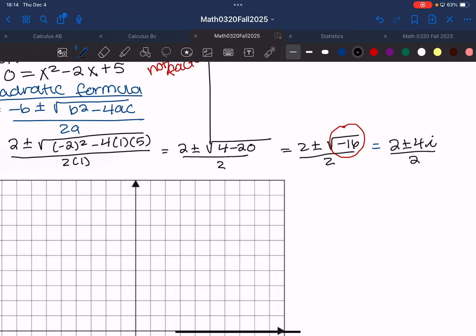Okay, can we reduce this in any way? Yes. Can the 2's just cancel out? No, you can't. We would have to look at everything, the 2, the 4, and the 2. And they can all be divisible by 2. So that means we have 1 plus or minus 2i.